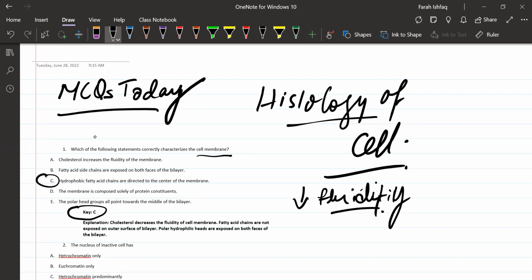The fatty acid chains are exposed on both faces of the bilayer. No, they are present in the center of the bilayer. The membrane is composed solely of protein constituents. You know that the membrane has other constituents also, which include the phospholipids, the carbohydrates, the proteins, and the cholesterol. The polar head region all points towards the middle of the bilayer. No, they are present on the faces of the bilayer. So the correct answer is C, that is, hydrophobic fatty acid chains are directed to the center of the membrane.